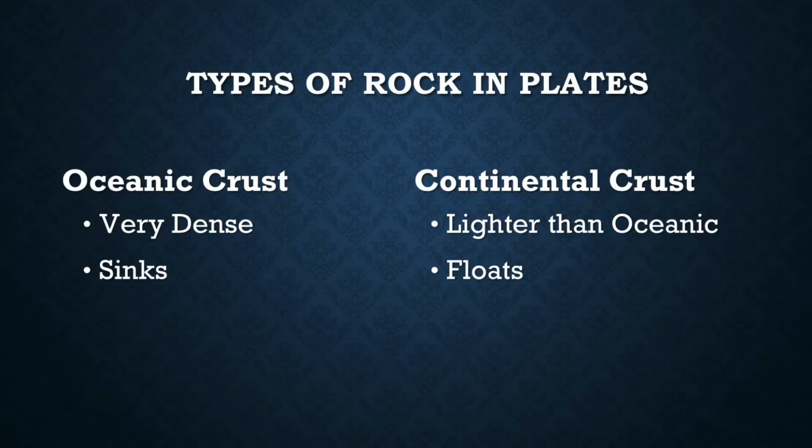There are two types of rocks that can be found in tectonic plates. One is oceanic crust, which is dense and will sink. The other is continental crust, which is lighter than oceanic crust and will float on top of it.